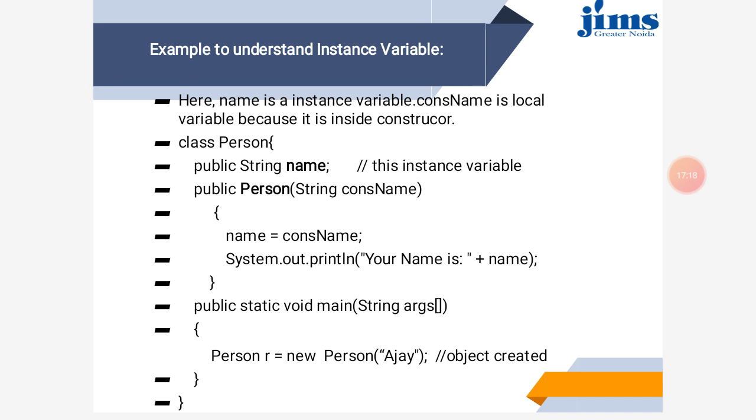And you can print here also. And how do you create an object? To create an object, you use the main method, and in the main method you are creating one object of the Person class in the line Person r = new Person("Ajay"). So here Person("Ajay") is a constructor call which receives one argument and passes it to the constructor present in the program.